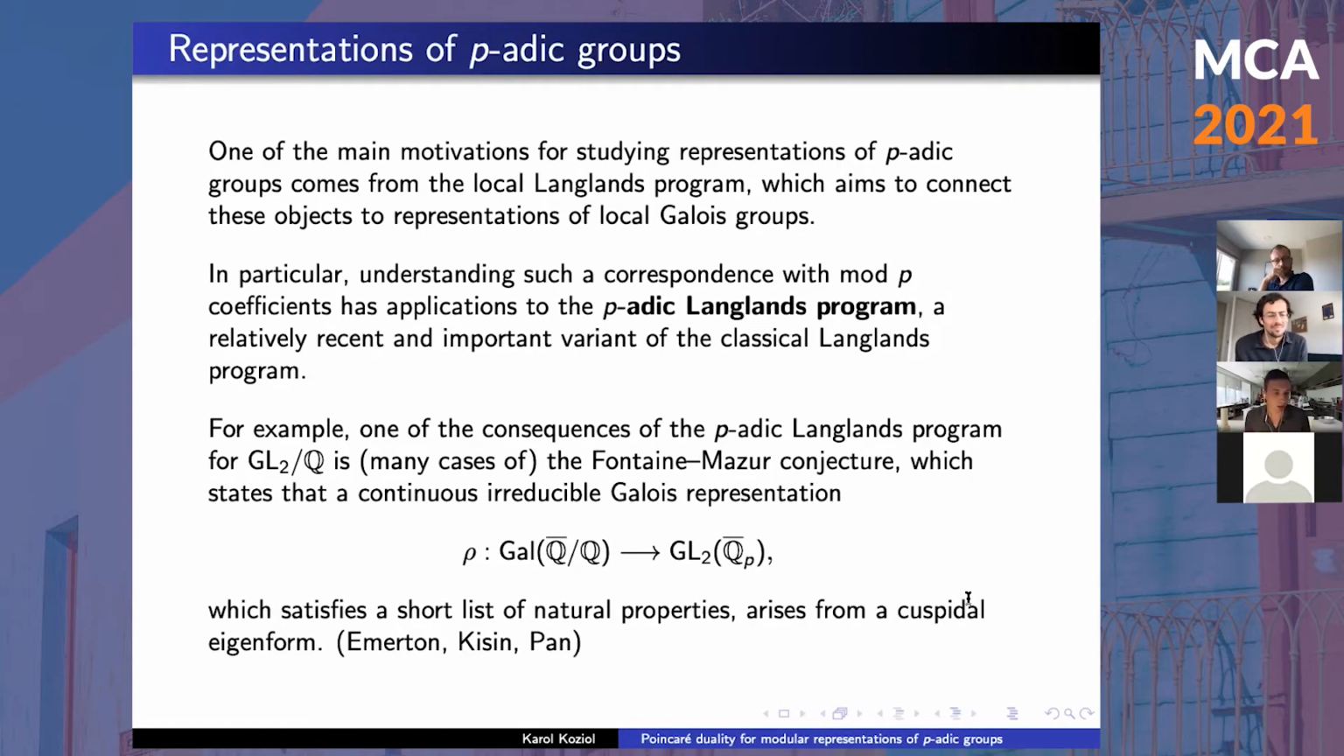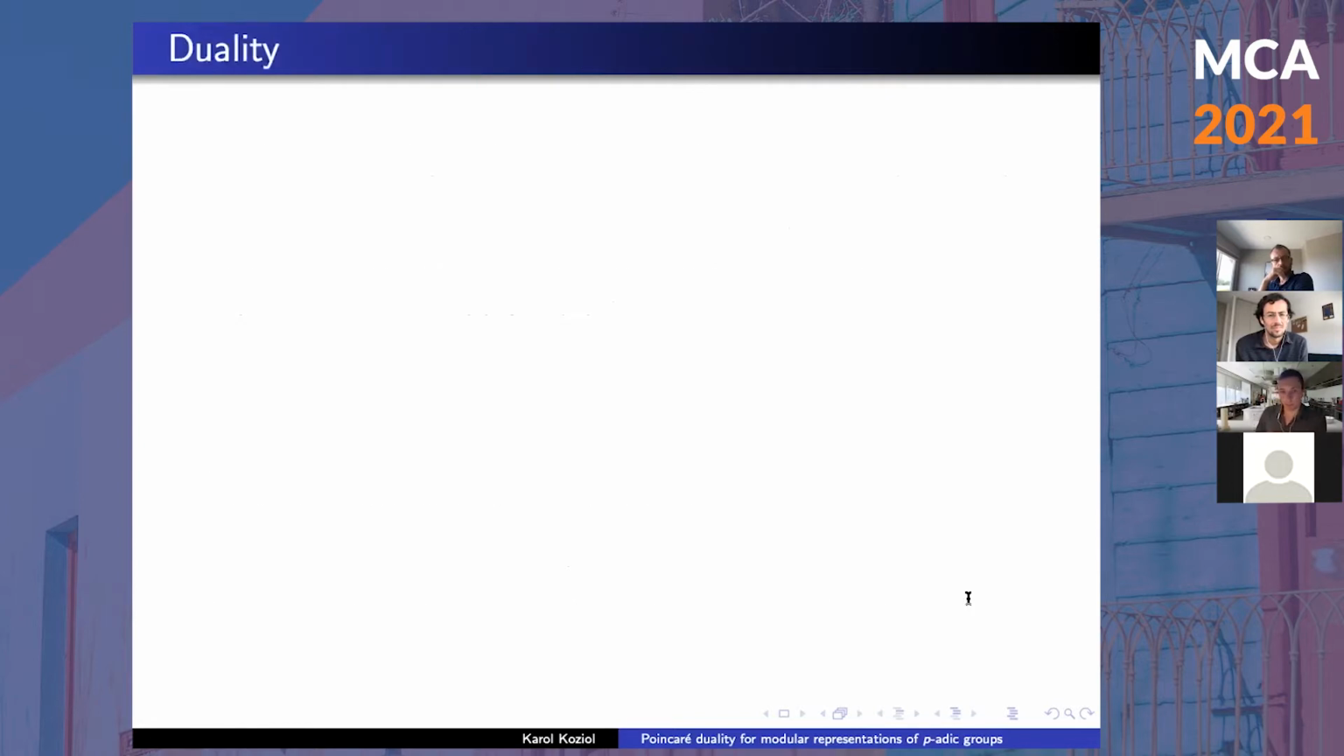Right, so on the attributions here, it builds on work of many other people, but it was taken care of by Emerton, Kisin, and Pan. Okay, but now let me move on and focus only on the automorphic side of things. So on the representation theory of p-adic groups side of things.